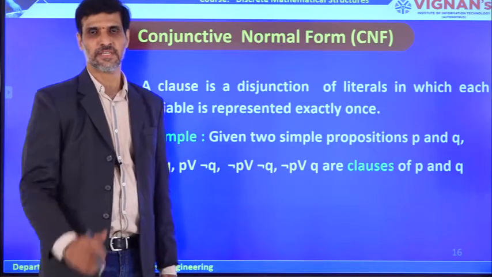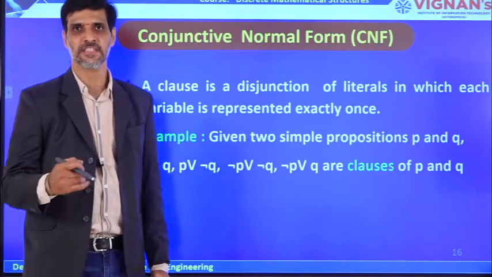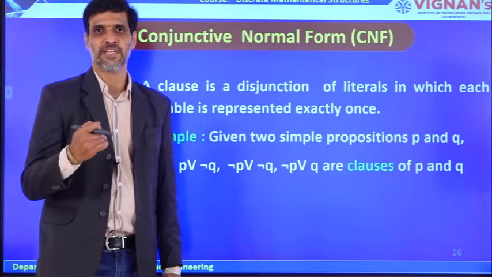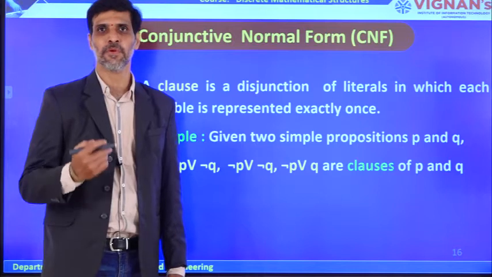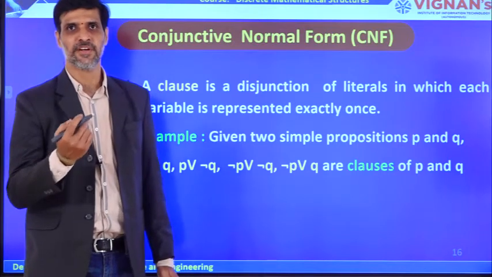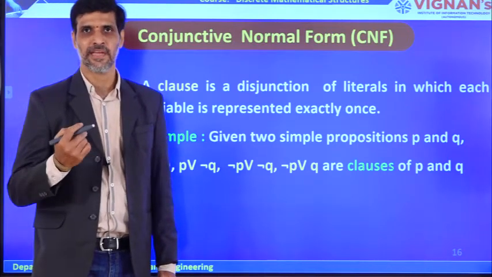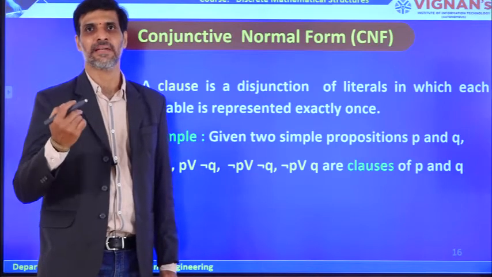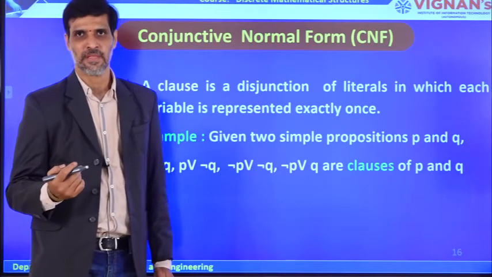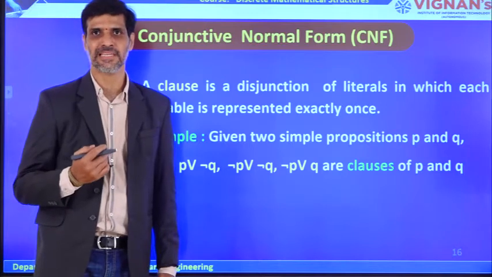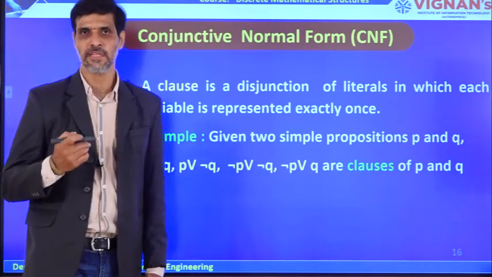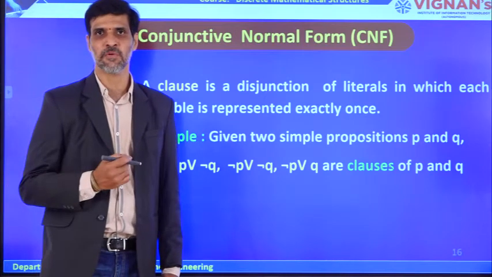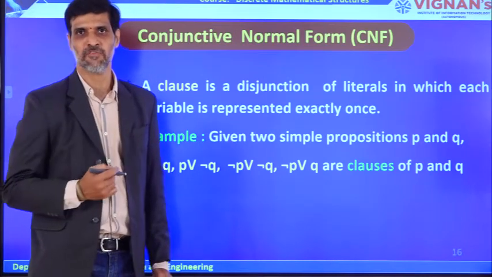Hello my dear students, in the last lecture we discussed what a normal form is and how we convert a given compound proposition into different normal forms, like negation normal form and then disjunctive normal form. The third important classification of normal form is conjunctive normal form. So in this lecture we will discuss what conjunctive normal form is.